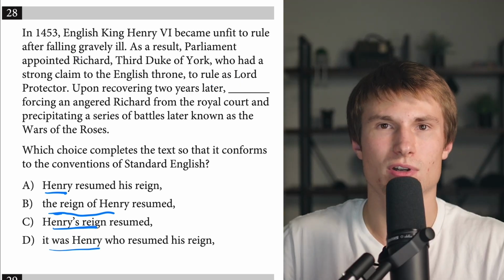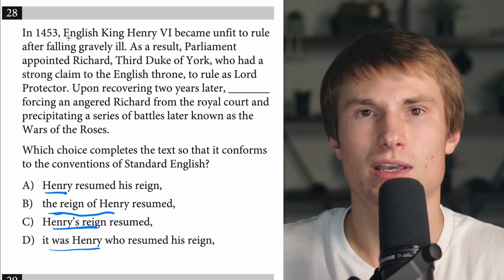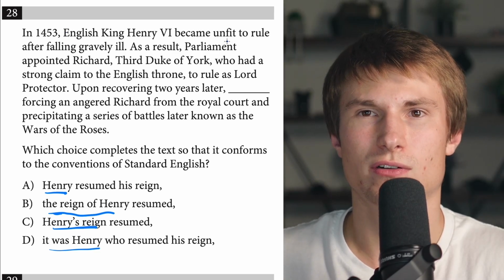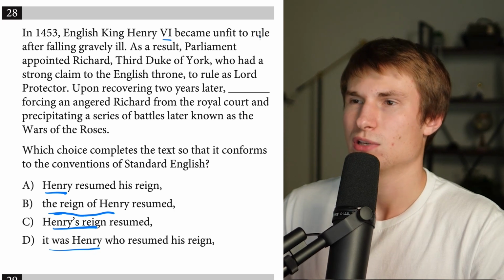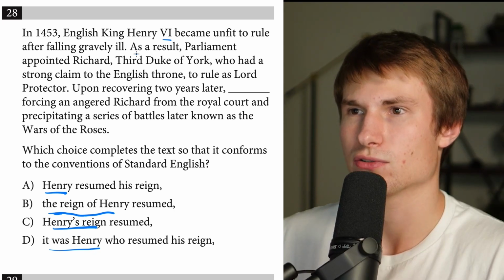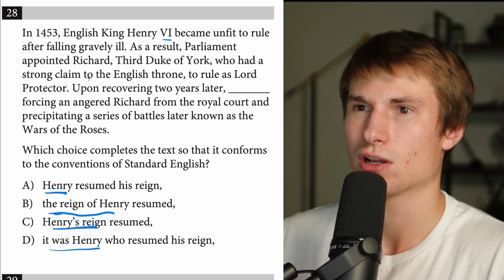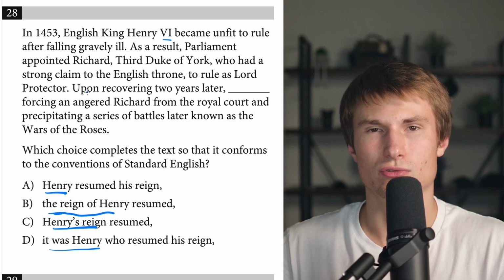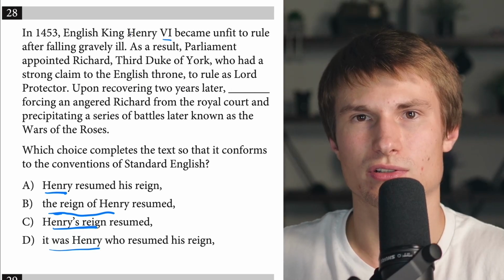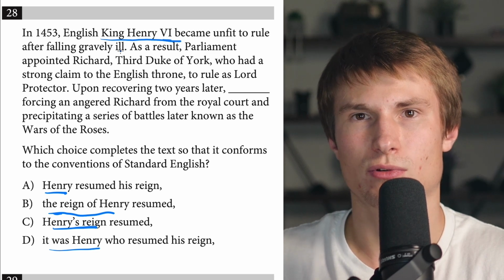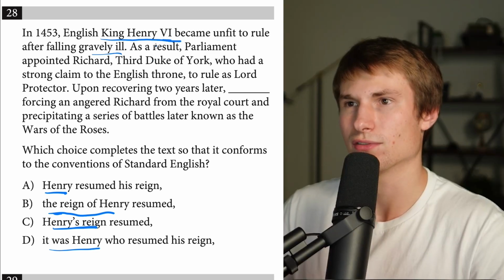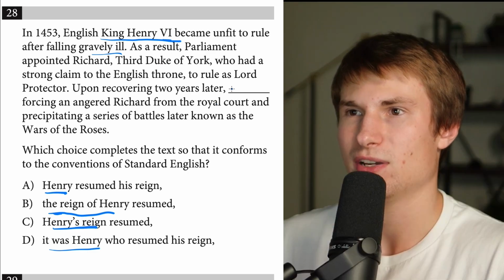Okay, so let's go ahead and read through our text, figure out who that is. We have: in 1453, English King Henry the VI became unfit to rule after falling gravely ill. As a result, Parliament appointed Richard, 3rd Duke of York, who had a strong claim to the English throne, to rule as protector. Upon recovering 2 years later, well, we know that King Henry is the one who fell ill, so he would be the one recovering. So what needs to come after this comma is King Henry.